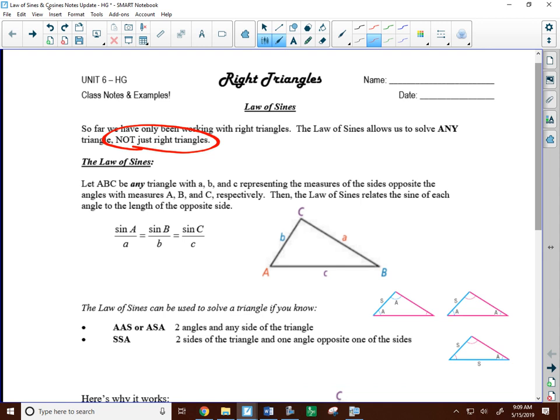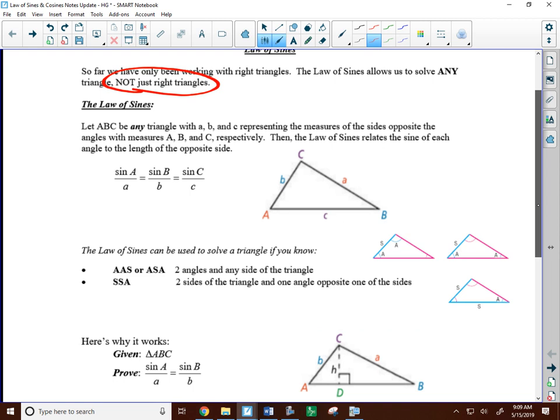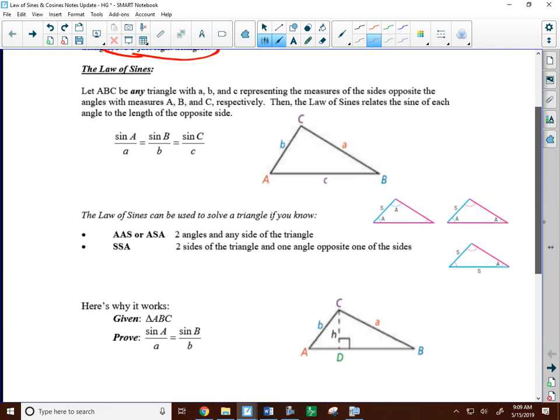So not just for right triangles, but they're formed from right triangles, these two formulas, law of sines and cosines. All right, here's the first one.